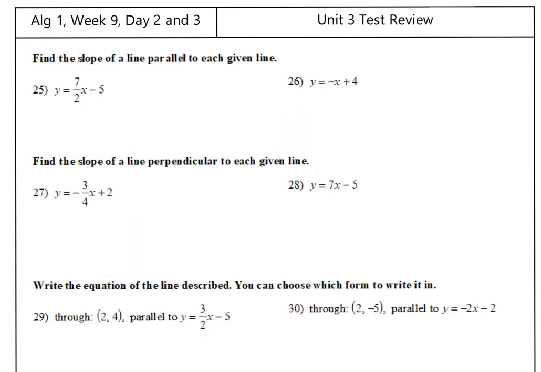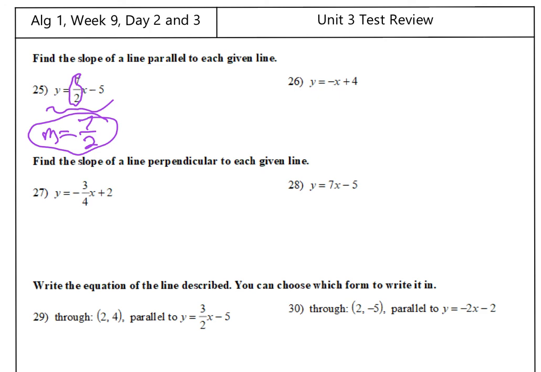All right, here we have parallel and perpendicular slopes that we're talking about. So the thing to remember is that parallel slopes have the same slope. So if they give me this line and ask me what the slope of a line that's parallel to it is, they're just basically asking me, can I find the slope of this line? And then do I know that my slope needs to be the same? So this is supposed to be 7/2.